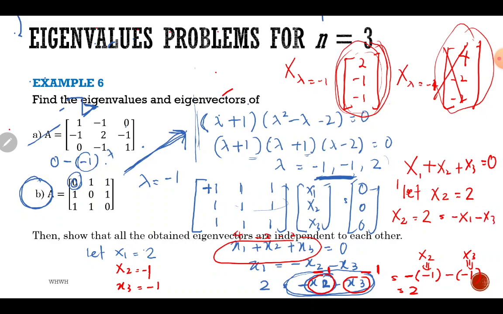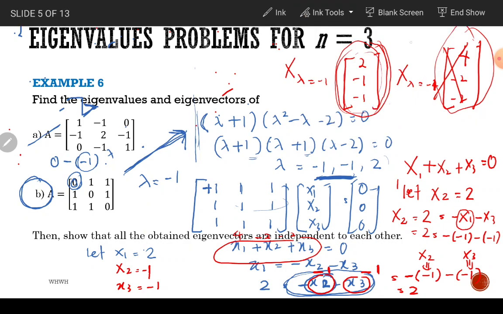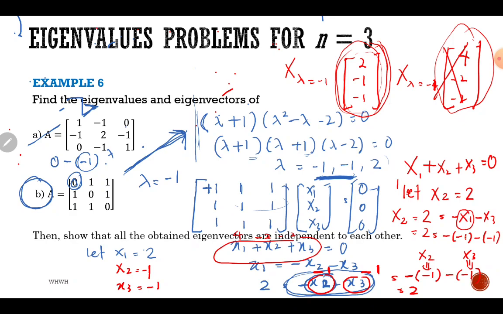x3. Okay, so apa yang kita boleh buat? Maknanya kalau x2 sama dengan 2, x1 kita akan sama dengan apa? x1 kita akan sama dengan negatif 1 and x3 kita pun sama dengan negatif 1. Betul tak? Then left hand side akan sama dengan right hand side there. Okay, so in this case, betul tak? x1 sama dengan negatif 1, x3 sama dengan negatif 1, x2 sama dengan 2.